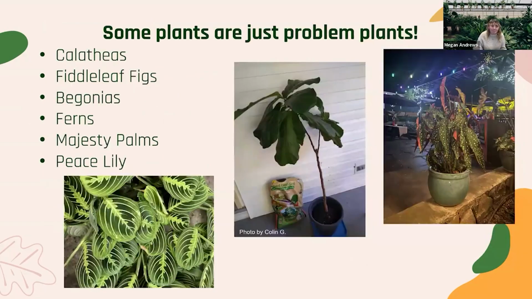So these are some plants that have problems generally: calatheas, fiddle-leaf figs, begonias, ferns, prayer plants, and peace lilies. Some people have great success with these. Other people struggle a lot with them. Some of these plants are on my no purchase list from now on because calatheas and fiddle-leaf figs and I don't get along. I just don't water my plants enough for the amount of water they need.